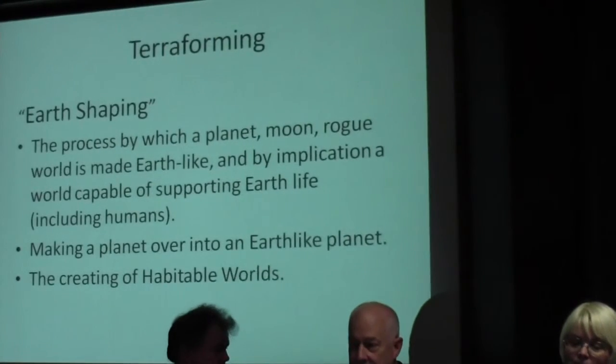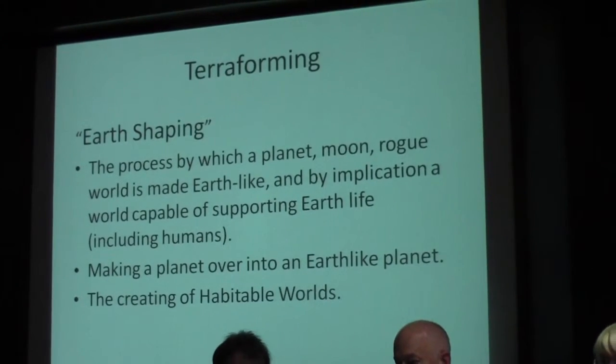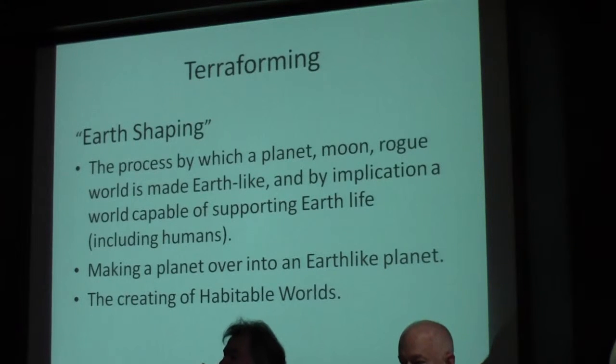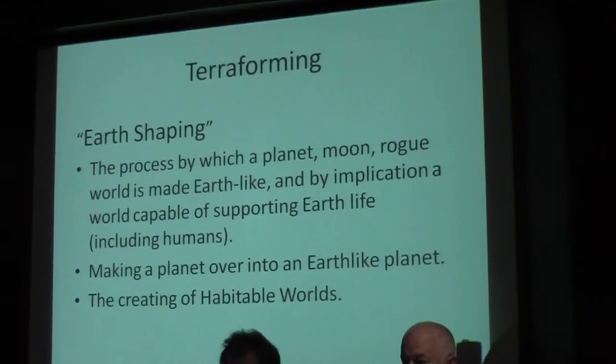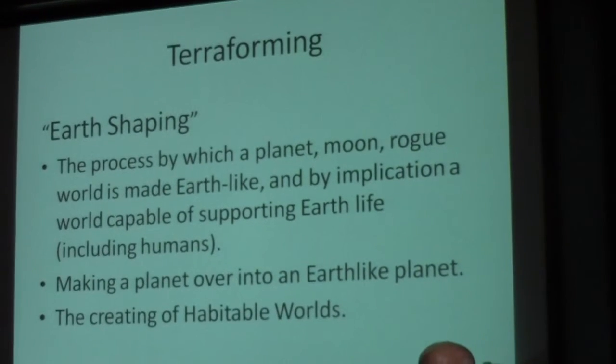Terraforming literally means earth shaping, the process by which a planet, moon, or rogue world is made earth-like, and by implication a world capable of supporting earth life. Making a planet over into an earth-like planet, the creating of habitable worlds.